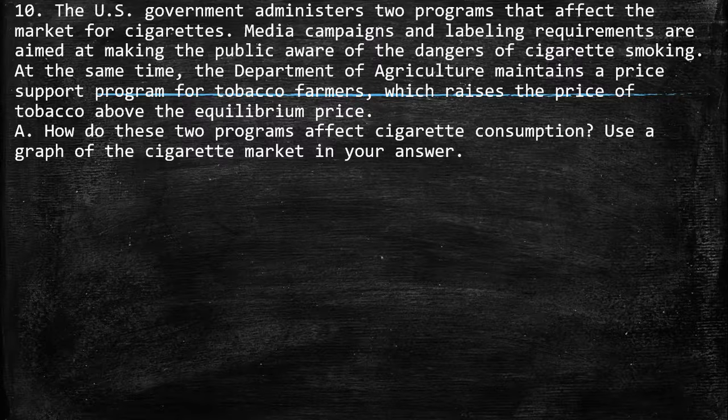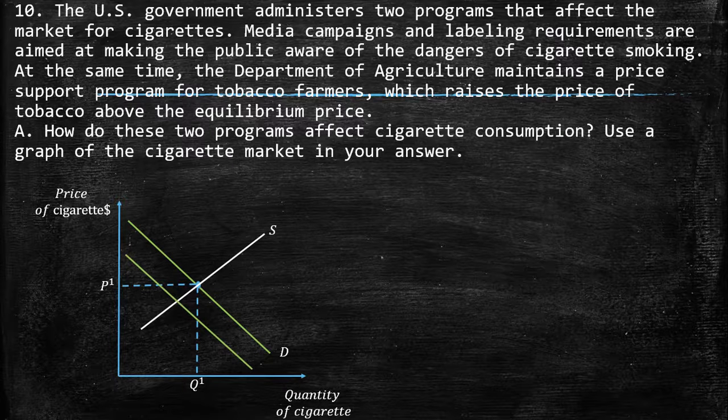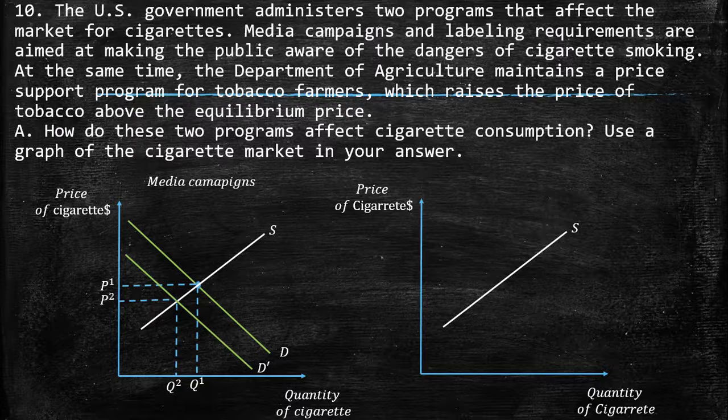Use a graph of the cigarette market in your answer. So here we have the first case. Remember, there is a media campaign and labeling requirements saying to people that smoking is so bad. So in this case, people change their tastes a little bit, so the demand is going to shift down, it's going to decrease. So there will be a decrease in prices and a decrease in quantities.